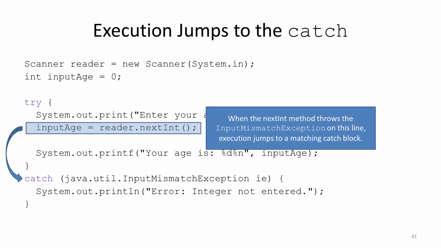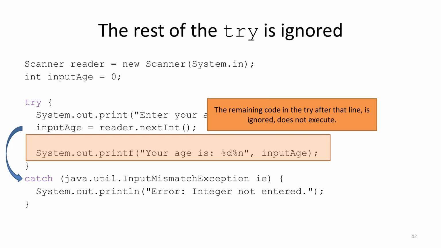Because if there was something wrong with the input, the exception will occur at the next int method call. When the nextInt method throws the input mismatch exception on this line, the execution jumps to a matching catch block. So the nextInt method throws an input mismatch exception, then Java will look for a catch block that catches input mismatch exception. So it will jump down to the catch block.